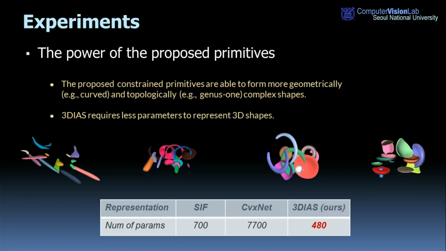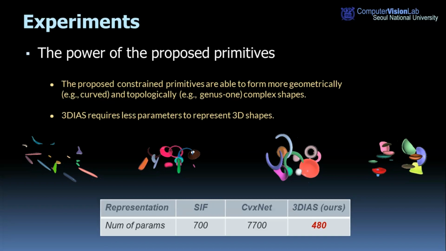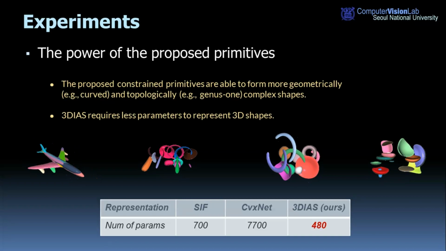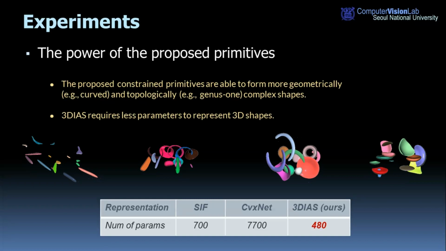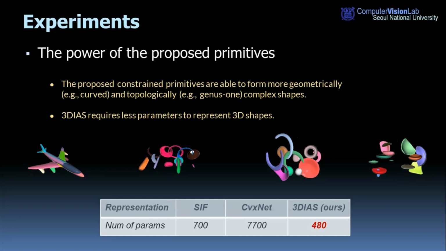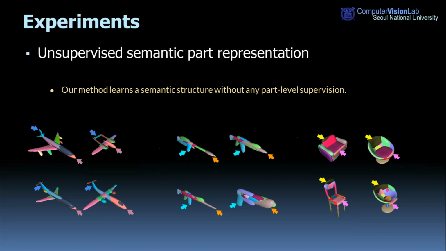We illustrate that the proposed constrained primitive is able to form more geometrically and topologically complex shapes. This leads to obtaining a more efficient and proper representation for very complex 3D shapes. We also show that our network learns a semantic structure without any part-level supervision, such that one primitive usually covers the same part of reconstructed 3D shapes in the same class.